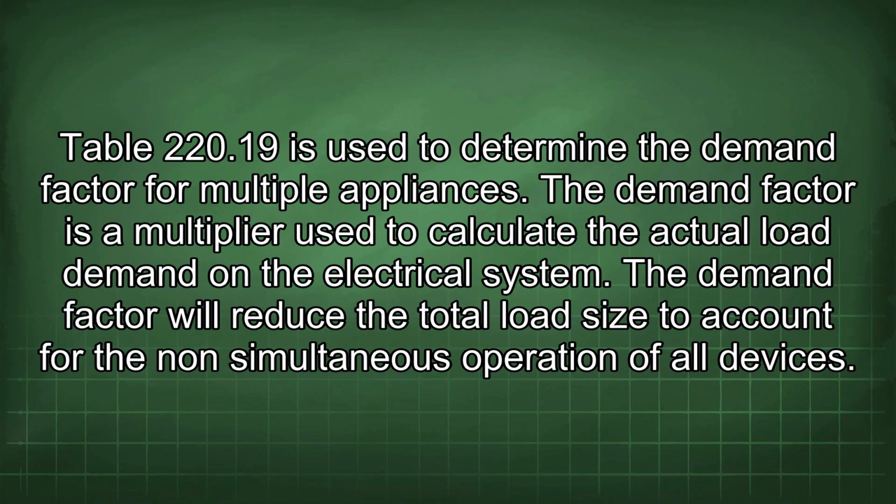Table 220.19 is used to determine the demand factor for multiple appliances. The demand factor is a multiplier used to calculate the actual load demand on the electrical system. The demand factor will reduce the total load size to account for the non-simultaneous operation of all devices.